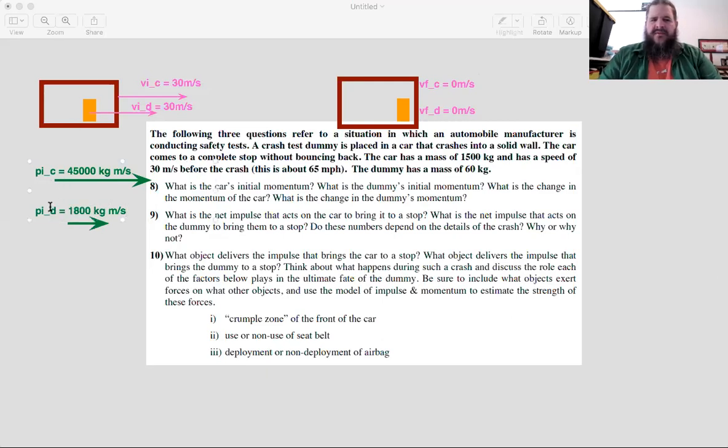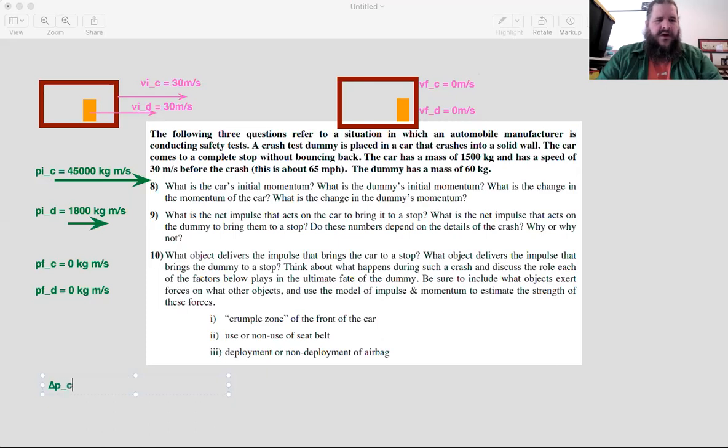And what would we say about the final values of momentum? Yeah, they're both 0 because they both come to a complete stop. So 0 kilogram meters per second, which means there has been a huge change. And we can figure out that change just by subtracting. This is essentially looking for the delta column in the momentum chart. You've got your initial momentum column, your final momentum column, and then you can subtract final minus initial to find the delta momentum.